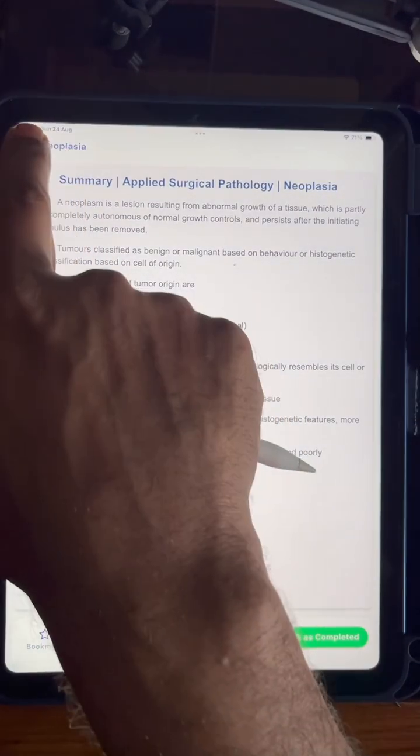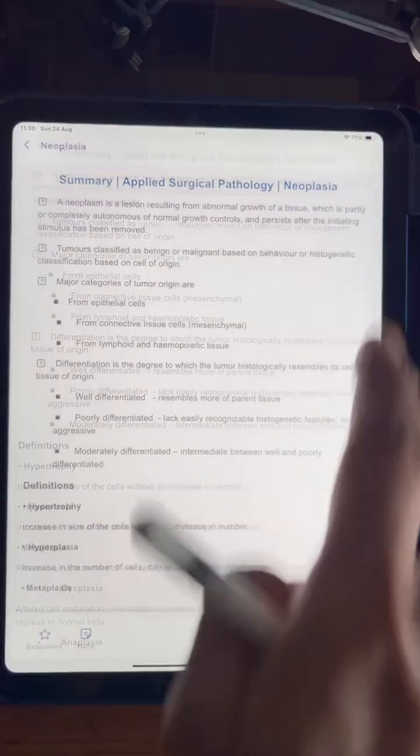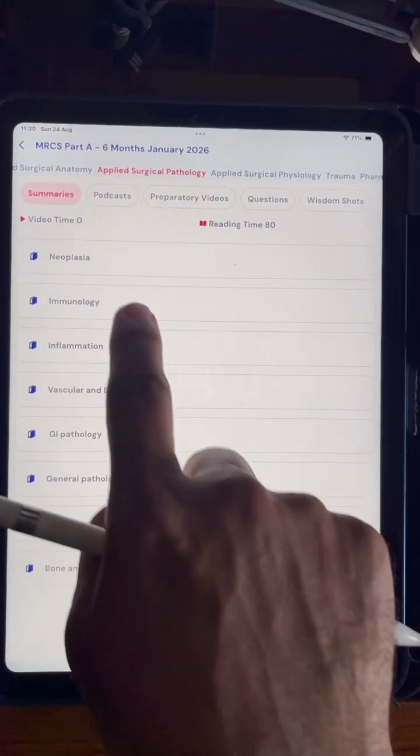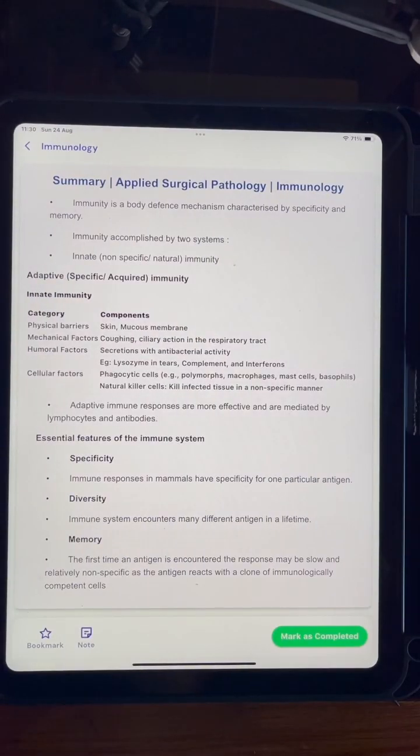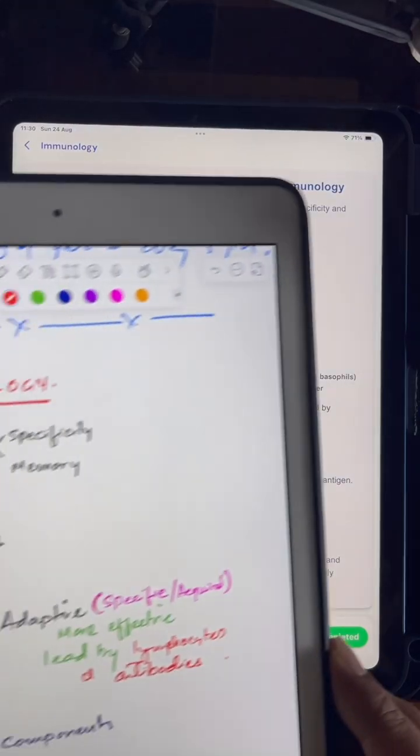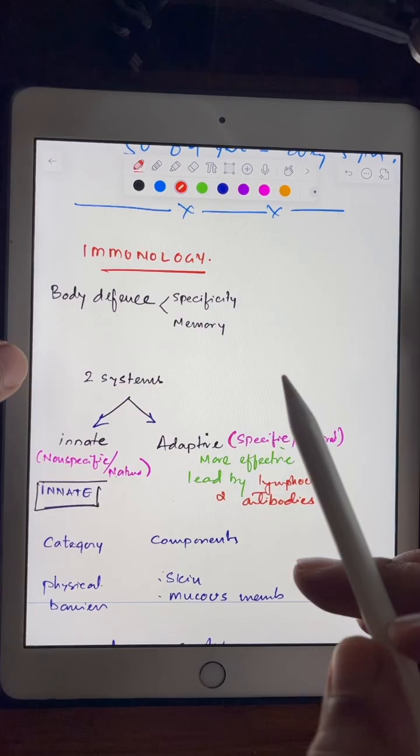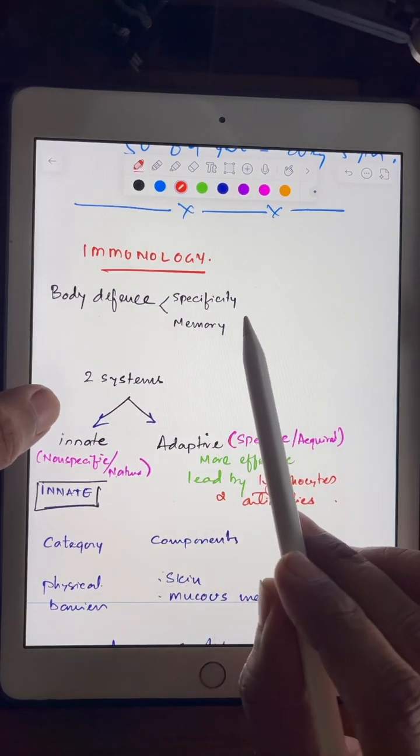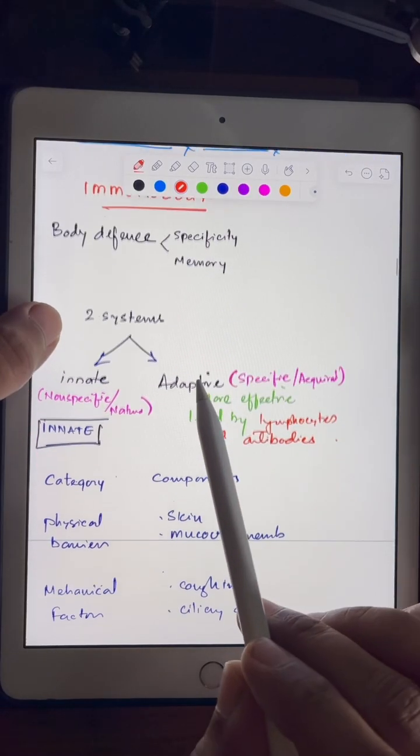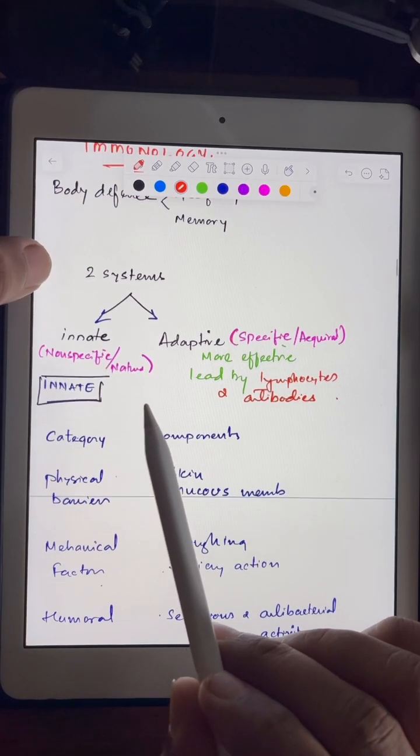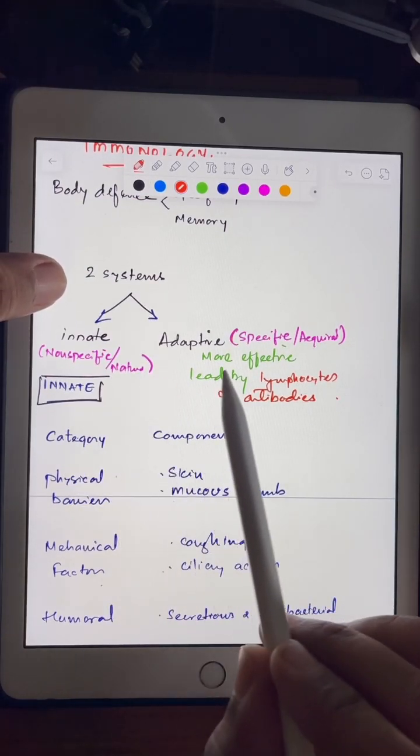So this was about neoplasia. And let's go for the second topic, immunology. Immunology is a body defense mechanism. Body defense has specificity and memory. Two systems of defense are there in the body: one is innate and the second is adaptive.